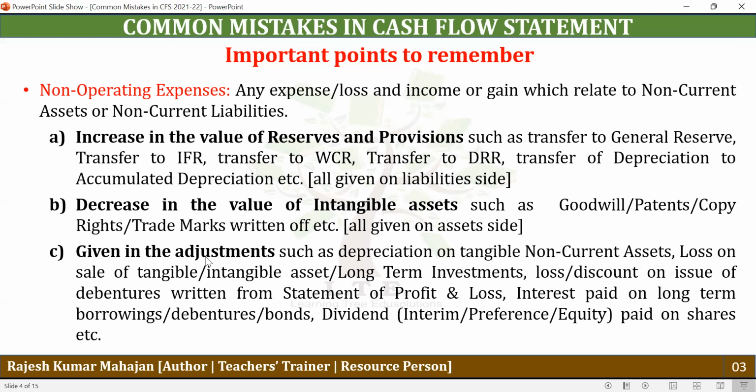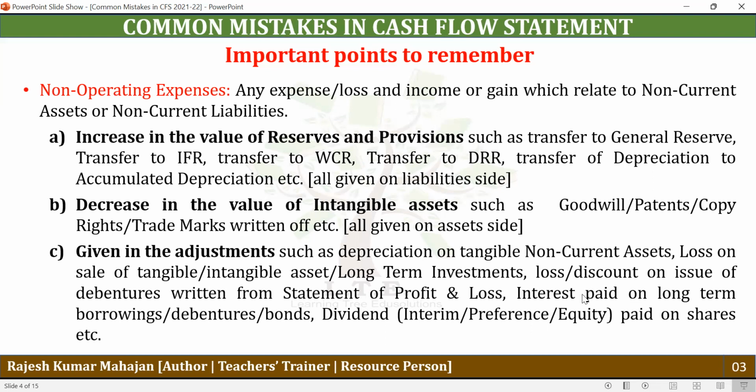And sometimes adjustments are given below the balance sheet. So adjustments which relate to your non-current assets and non-current liabilities are also non-operating expenses. So these are in the form of loss on sale of tangible assets, loss on sale of intangible assets, or loss on sale of long-term investment, or loss or discount on issue of a debenture which has been written off from the statement of profit and loss, and interest paid on long-term debentures or borrowings, bonds, and dividend payment, whether it's interim, preference, or equity. So all these expenses and losses relate to your non-current assets and non-current liabilities.